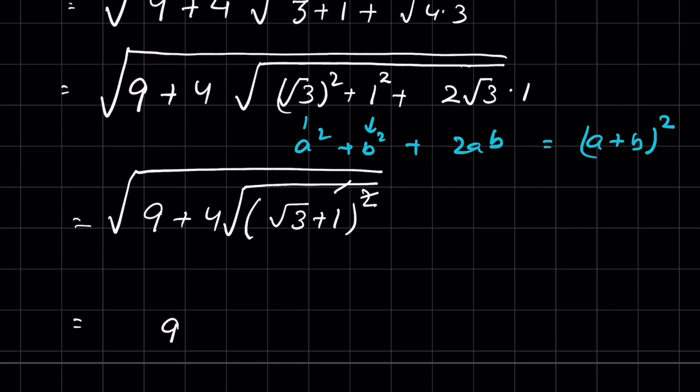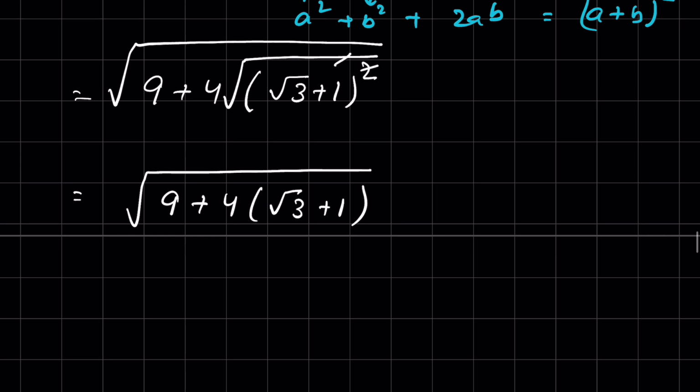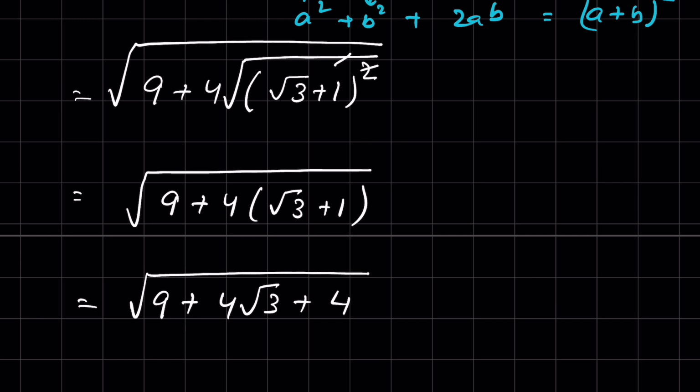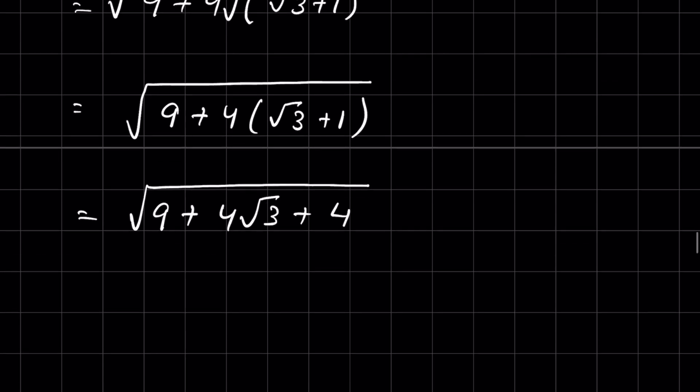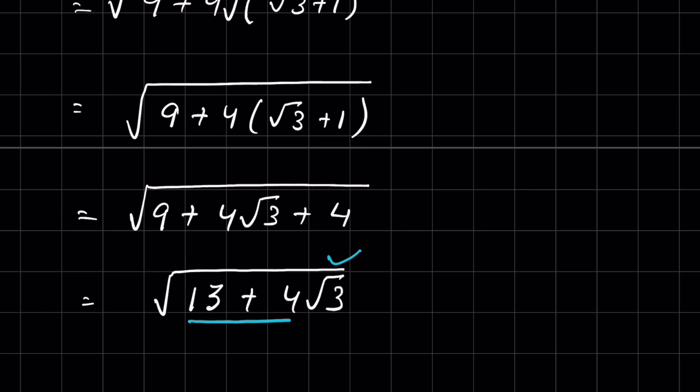Now we have 9 plus 4 times the square root of 3 plus 1 under the square root, or this is 9 plus 4 times the square root of 3 plus 4 under the square root. Now we can add 9 plus 4. 9 plus 4 is 13 plus 4 times the square root of 3 under the square root. Again, to remove this square root, we can write this in terms of (a plus or minus b) whole squared. Then it will remove the square root.